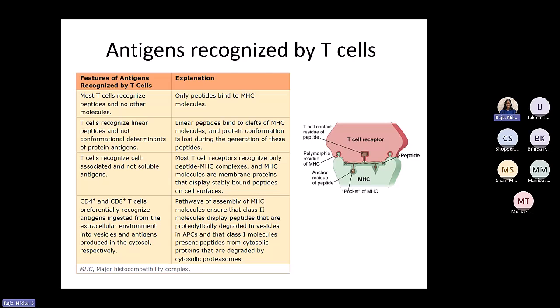The reason for this is that those peptides are the only ones that can be bound to the MHC molecules, and MHC molecules present those antigens to the T cells. So T cells only recognize those peptides bound to the MHC. They are also pretty picky and just recognize the linear peptides. If there is conformational change, so shape change, then those epitopes or determinants are not recognized.